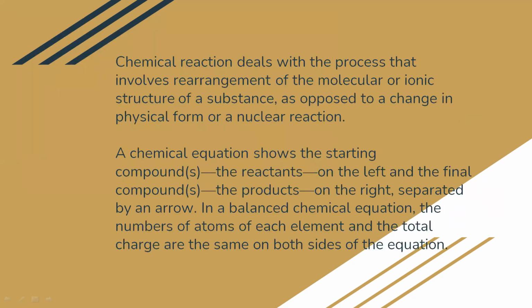Chemical reaction deals with a process that involves rearrangement of the molecular or ionic structure of a substance, as opposed to a change in physical form or a nuclear reaction. A chemical equation shows that the starting compounds are the reactants on the left and the final compounds, the products, on the right, separated by an arrow. In a balanced chemical equation, the numbers of atoms of each element and the total charge are the same on both sides of the equation.